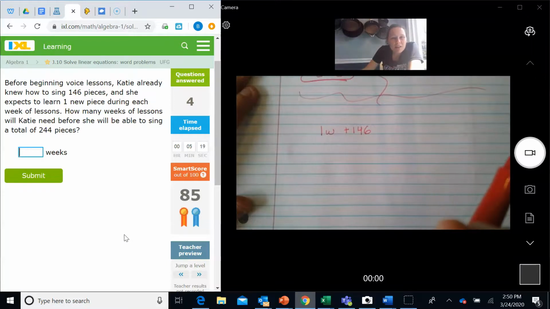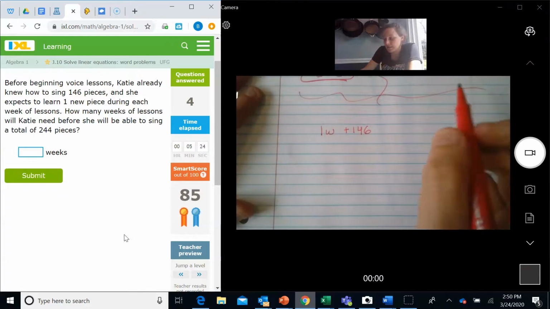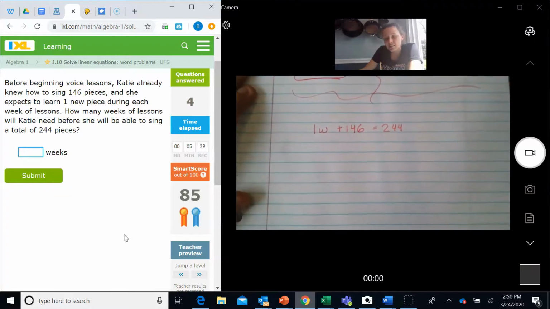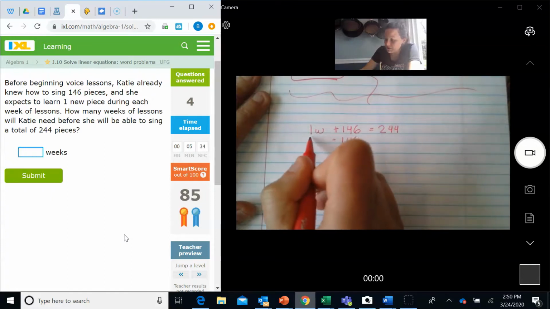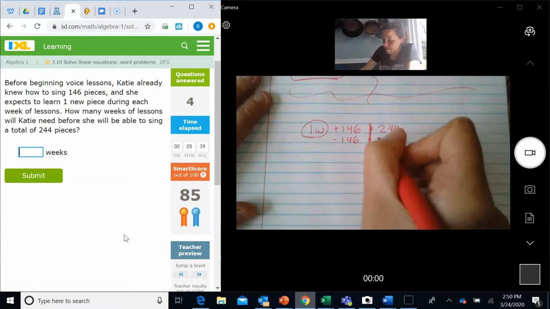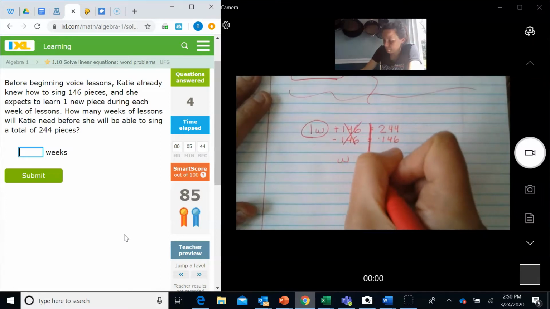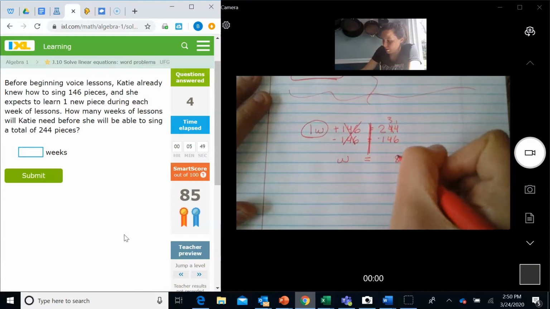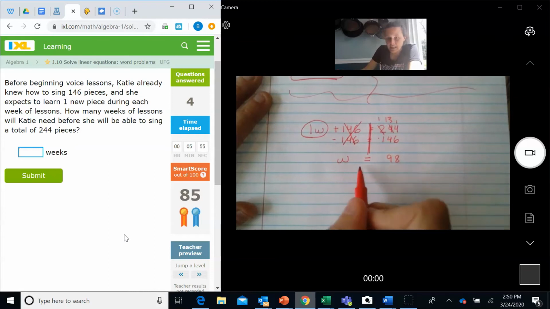How many weeks of lessons will Katie need to practice before she's able to sing 244 pieces? So we want this to be equal to 244. Now we just need to solve that. So we're going to subtract 146 since it's not multiplied by W. What I do on one side, I have to do on the other. So it's going to take her 98 weeks.